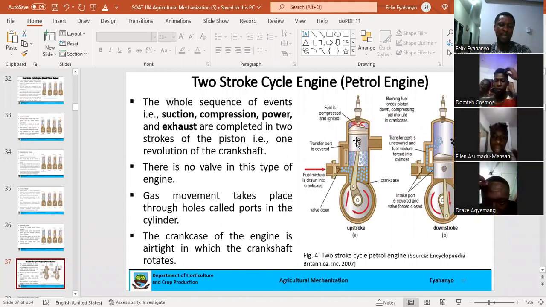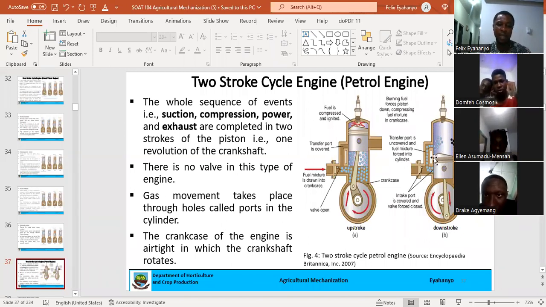What you should realize is that in the two-stroke cycle engine, the two events, suction and compression, are happening at the same time inside, and then you have the power and exhaust happening in the next stage. Here you have both suction and compression taking place. Just when the compression is ending is when ignition starts. And then at this stage, the power and exhaust take place.